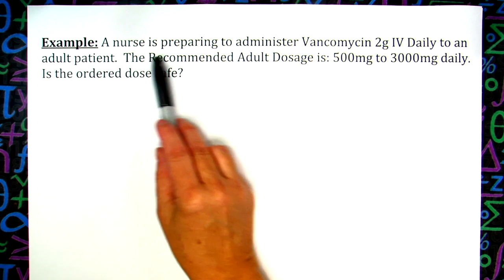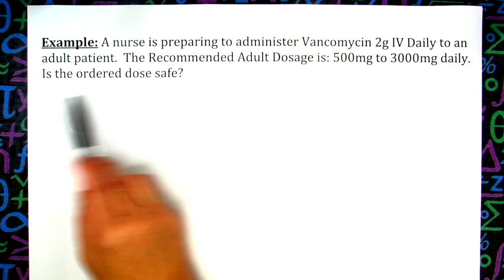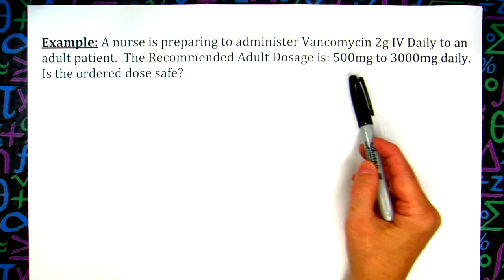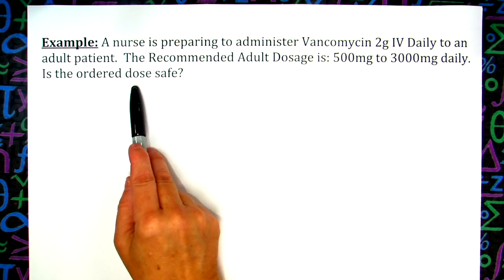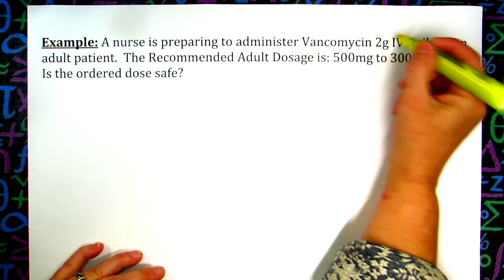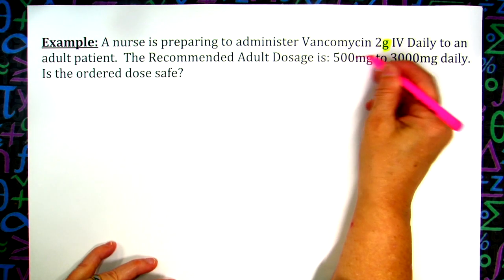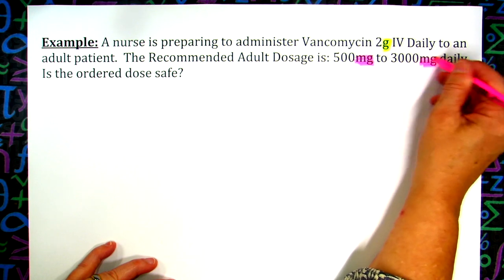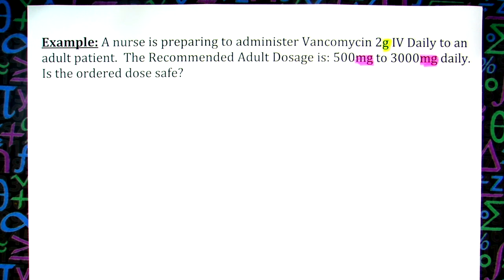So here we've got a nurse is preparing to administer vancomycin 2 grams IV daily to an adult patient. The recommended adult dosage is 500 milligrams to 3,000 milligrams daily. Is the ordered dose safe? The thing you are going to really need to focus on here is, they gave you the 2 grams as what's being administered. The recommended dose is milligrams. So you can't just look at this and go, oh, well, 2 does not fall in that range, so then the answer would be no. You're going to have to convert one way or the other to ensure that they are in the same unit.